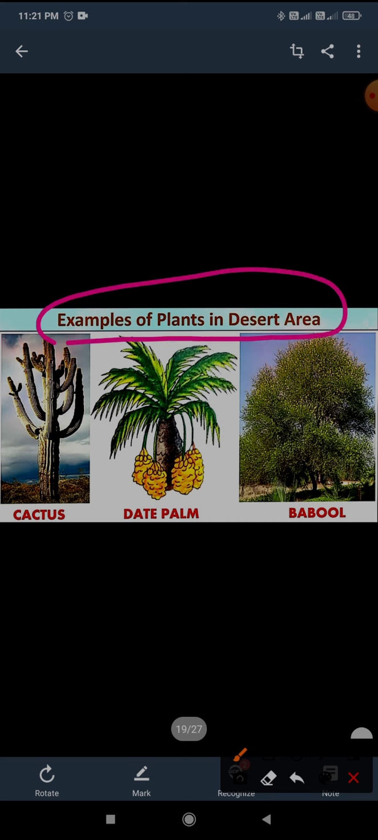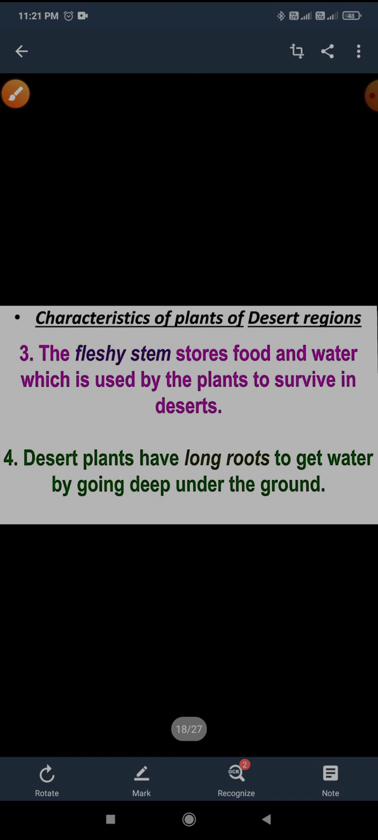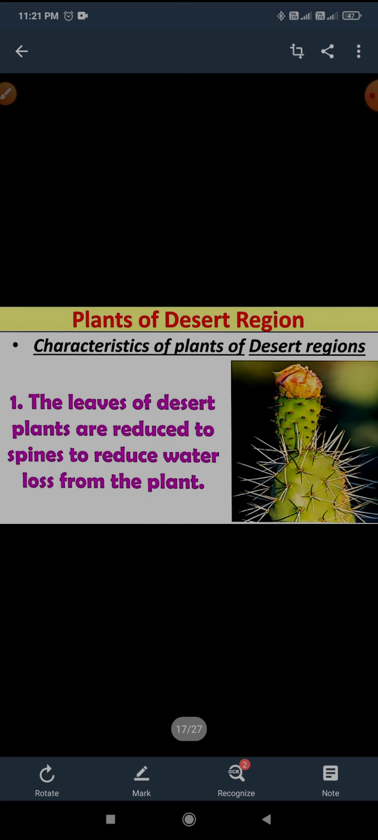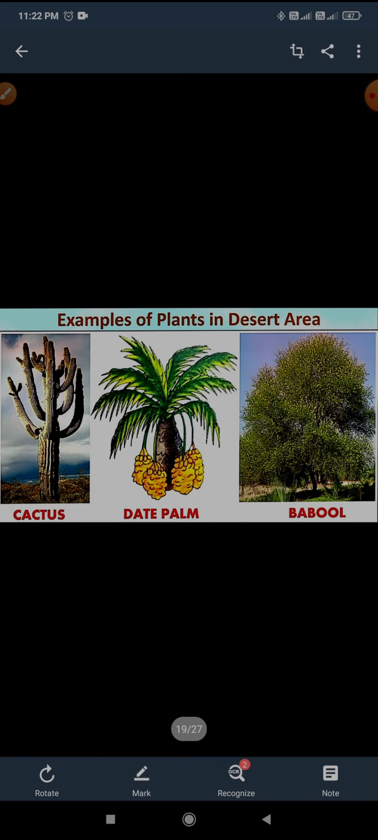Now let's see the examples of the plants in desert areas. And you see that here the leaves of the desert plants are reduced to spines. Why? This feature helps to reduce water loss from the plant, because the surface area of the spines is very less, so very less water will be evaporated. Now see the example. Here you can see examples of desert area plants.